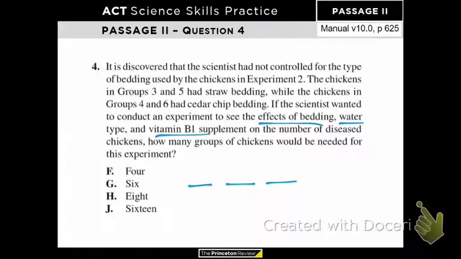So for the effects of bedding, they gave us 2 different types of bedding. The water type, if we look back at the table, there's only bottled water or tap water, so that would be 2. And then vitamin B supplement, the options would be yes or no, so there would be 2 options there. So if you remember, when we do this, we end up multiplying these numbers together to give us 8 total different arrangements, or in this case, groups that we would need to be able to run this experiment.